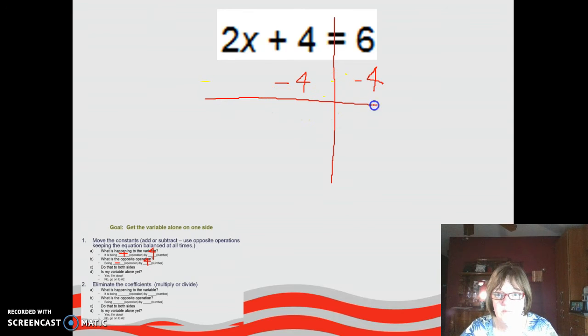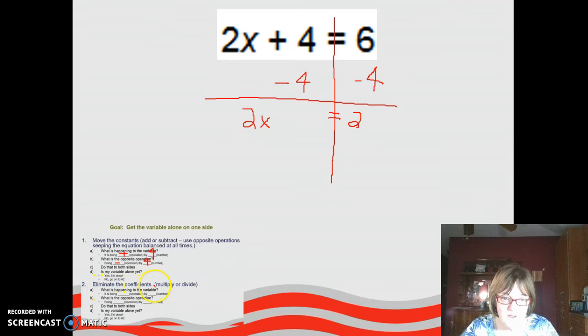Okay? There we go. 4 minus 4 is 0. 2x is all we have left on this side. 6 minus 4 is 2. That is equal, those two things. Next thing, is my variable alone yet? No. Go on to number 2.